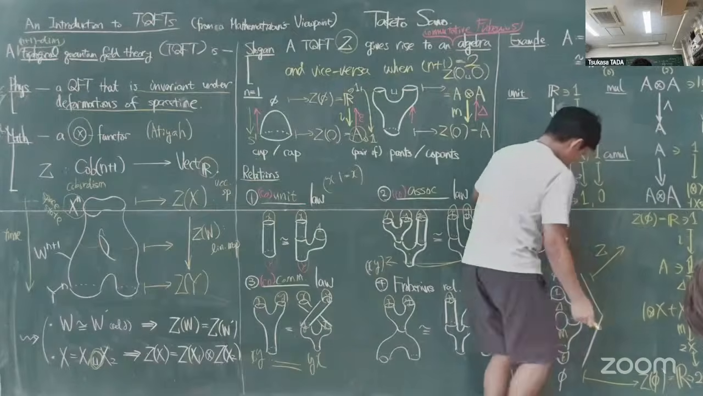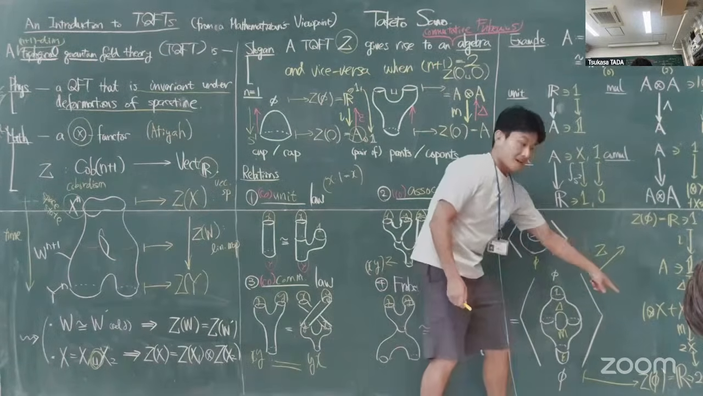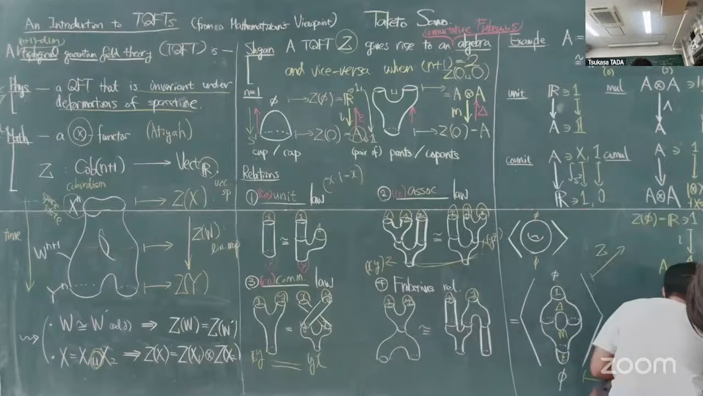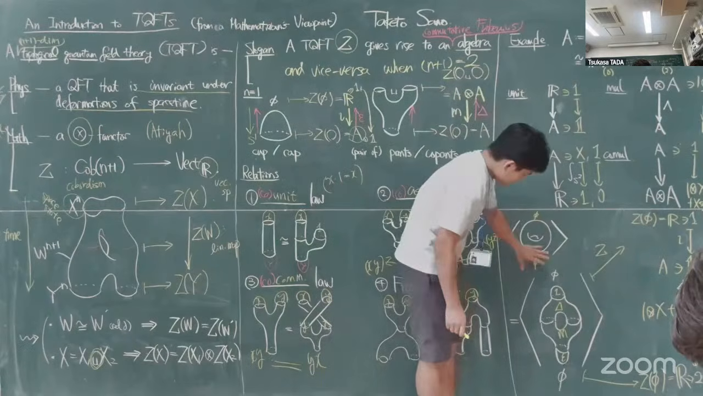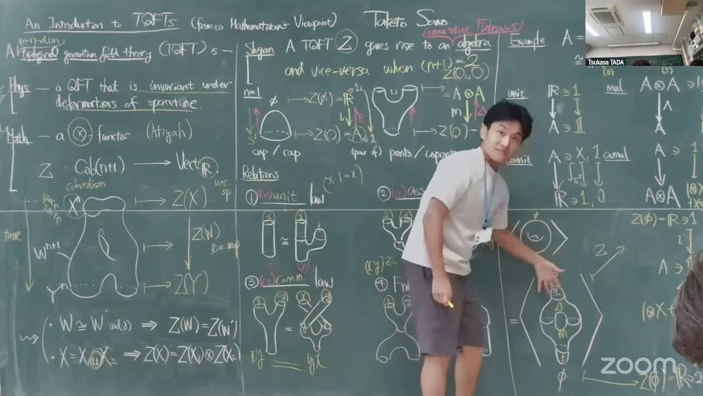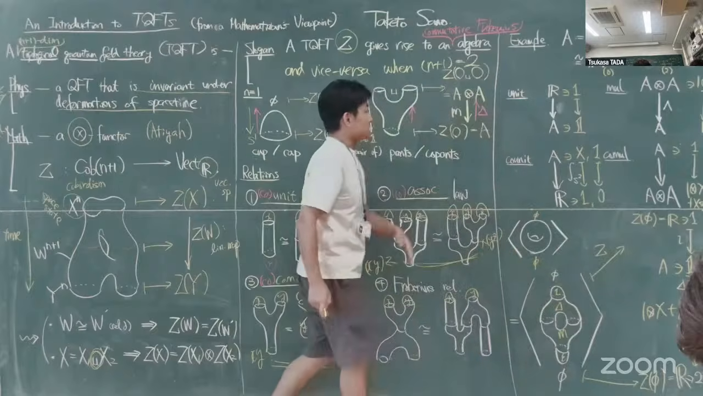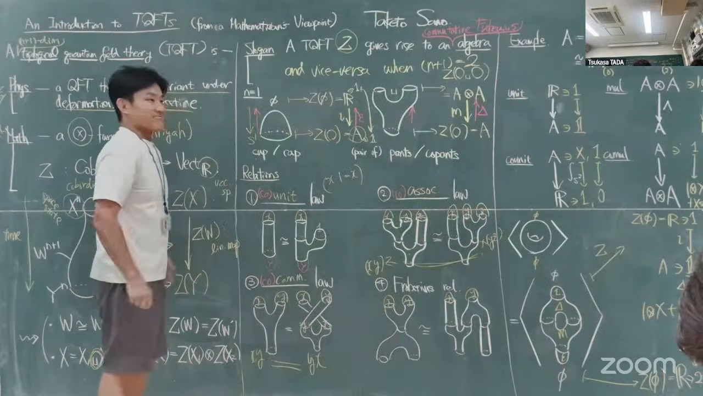So the evaluation of this torus is 2, and this 2 corresponds to the dimension of this Frobenius algebra A. And this holds in general. So if you have a two-dimensional TQFT, then the evaluation of a torus always gives the dimension of this Frobenius algebra. So this is something to talk about.